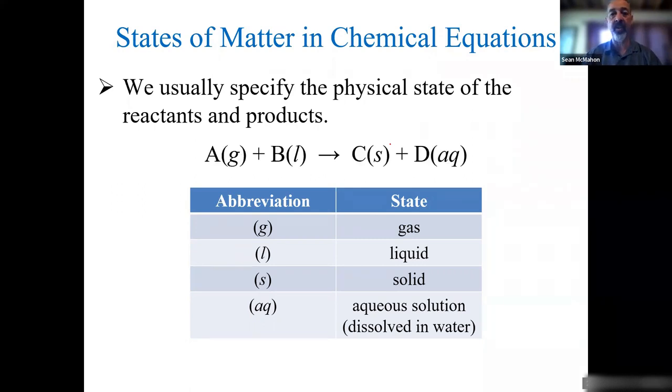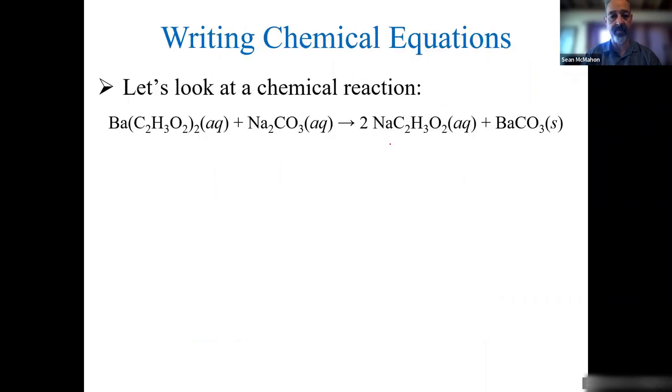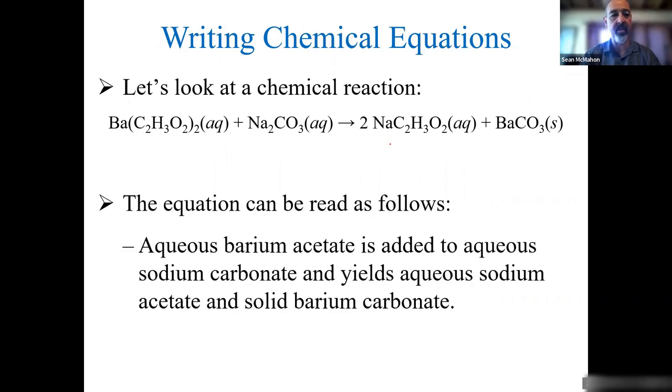So there's an example where you might look at the physical states in a subscript form. So let's look at a chemical reaction here. The equation can be read above as follows. We have aqueous barium acetate, so it's aqueous, and this is barium and this is acetate. It's dissolved in water. How do I know that? Aqueous. So I took this salt, barium acetate, I dissolved it in water. I added it to another solution of sodium carbonate. How do I know it's a solution? Aqueous. So I took sodium carbonate, dissolved in water.